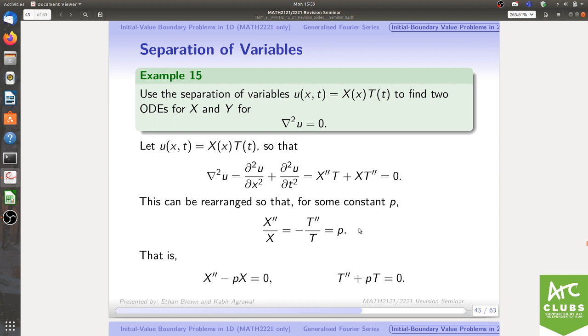So, once we assume the existence of a separation constant, we get x double dash minus px equals 0, and t double dash plus pt equals 0. Now, the interesting thing is that these two are really easily solvable. Depending on your values for p, once you're given your initial condition, you end up with ways to find out the values. We can find out what the value of x is given particular eigenvalues p, and similarly with your t component.